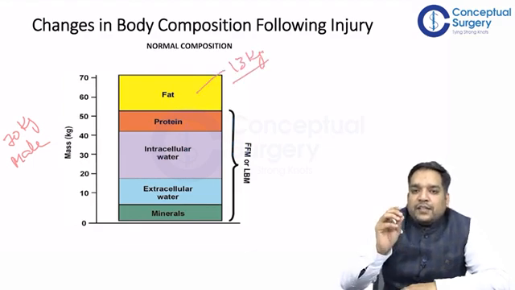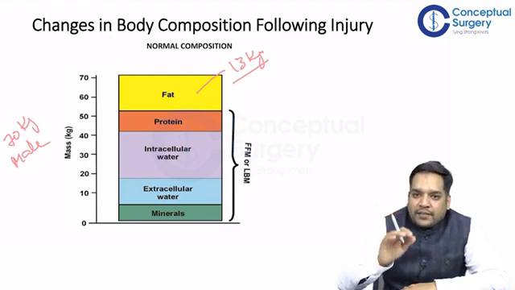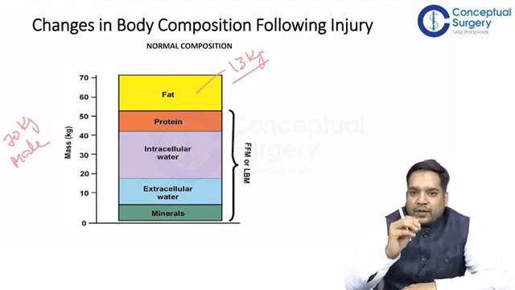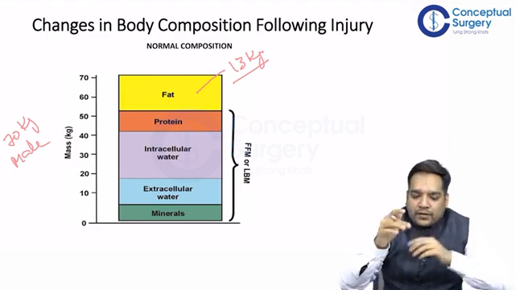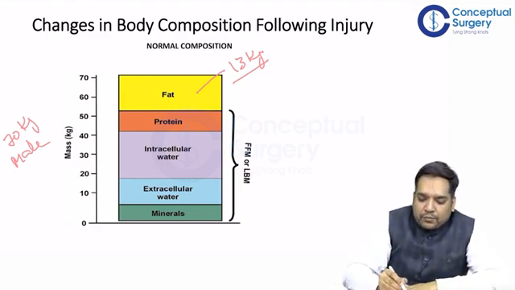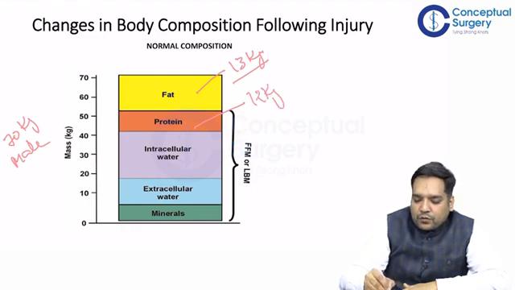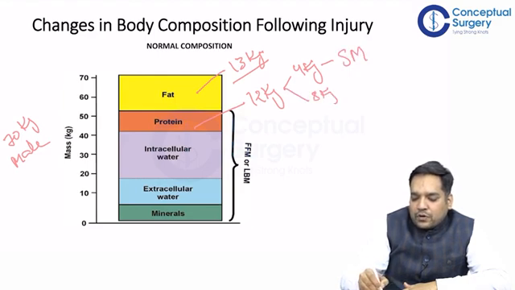So the amount which is left after subtracting the fat is fat-free mass, or lean body mass. So lean body mass is the weight which excludes fat. Lean body mass contains protein. Protein is around 12 kg, in which 4 kg is skeletal muscle, and 8 kg is non-skeletal muscle protein, which also includes visceral protein.